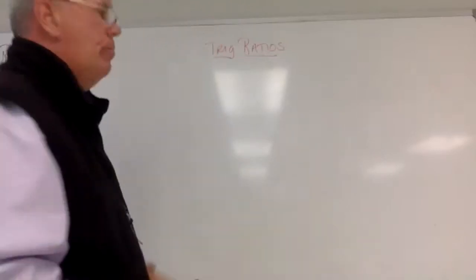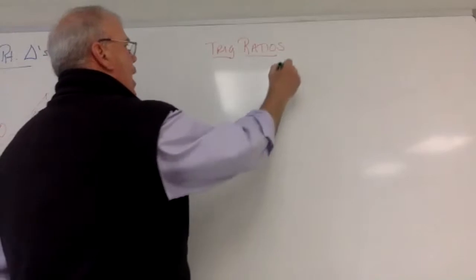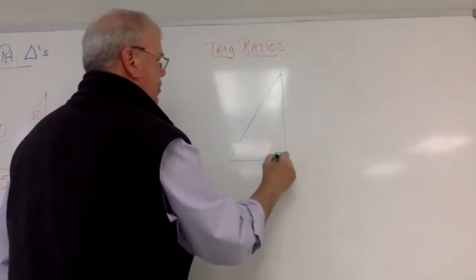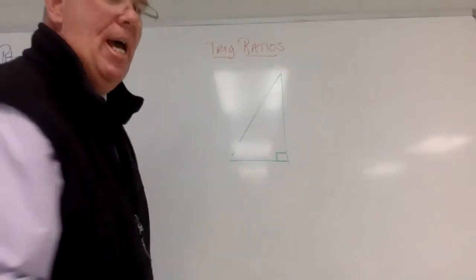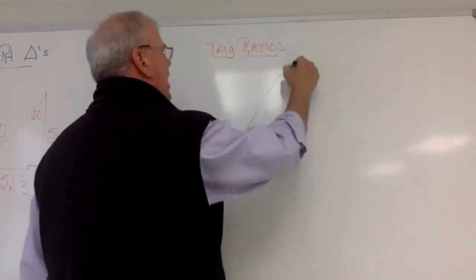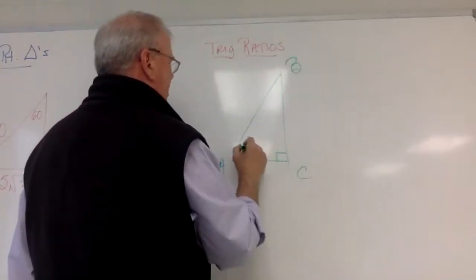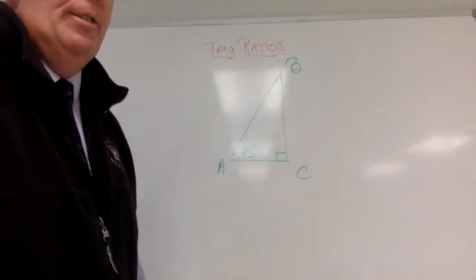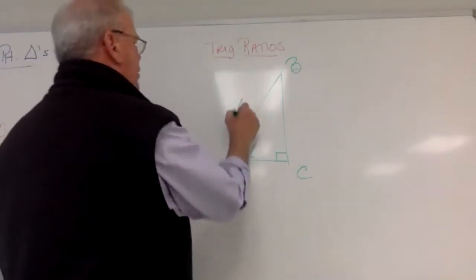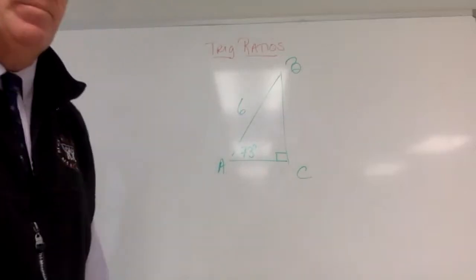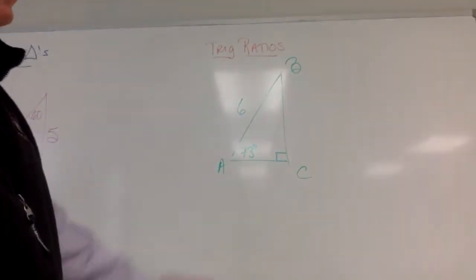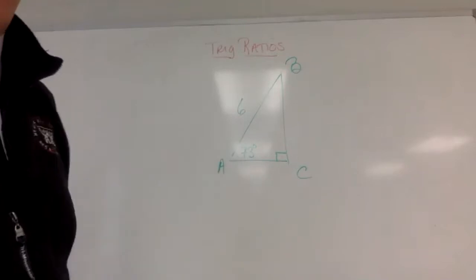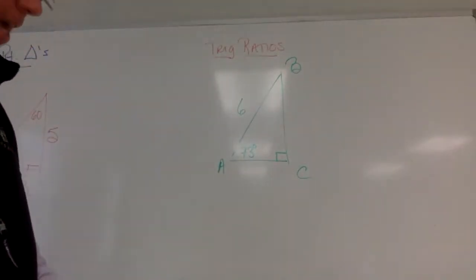So here's what we got. I've got a picture that looks like this. I know it's a right triangle. And they tell me that angle A is 73 degrees. And they tell me the hypotenuse is 6. Now, if I said to you, tell me the rest of that triangle, what's the easiest number to find?